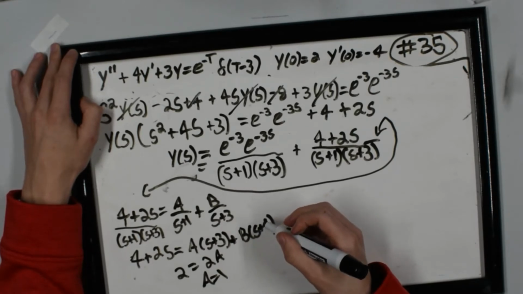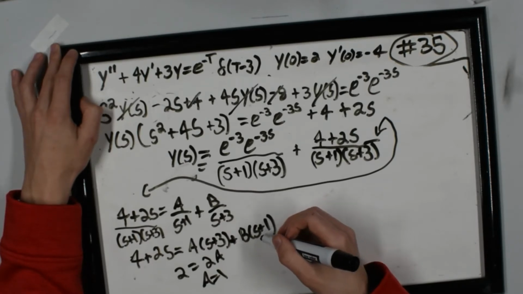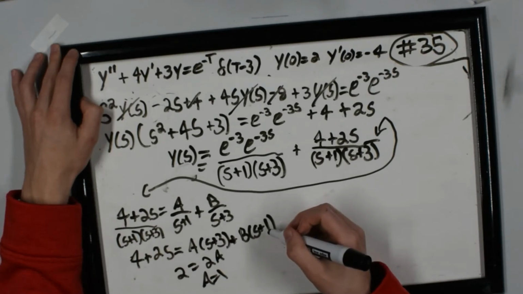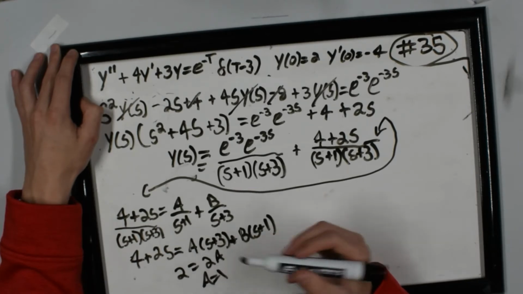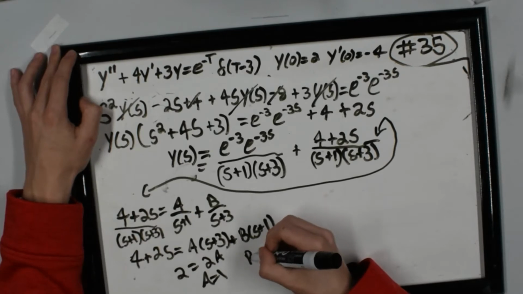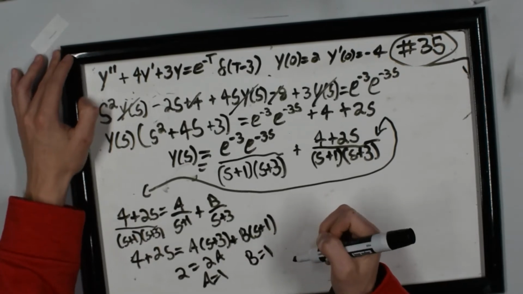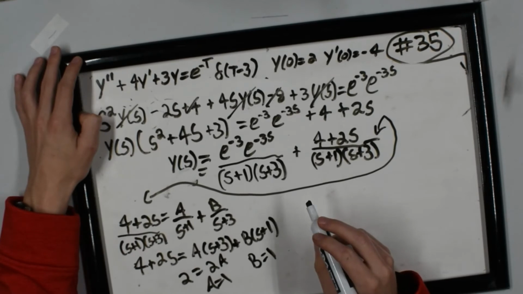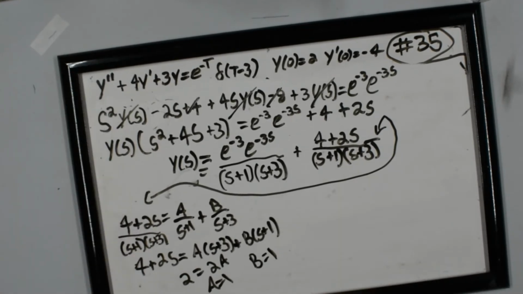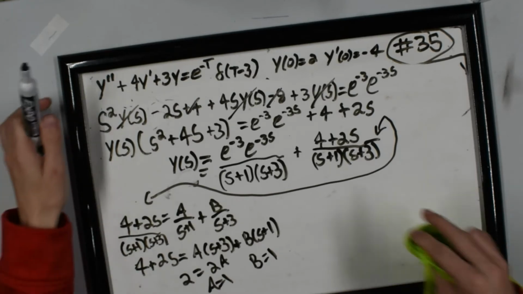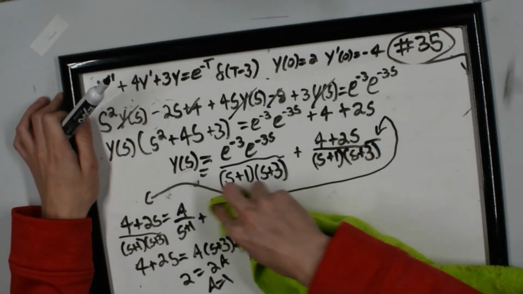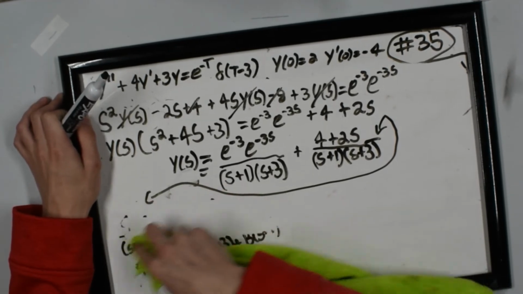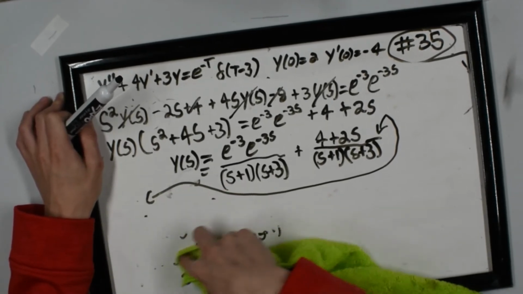And B, let's say s is equal to negative 3. Negative 3 plus 1 is negative 2, and negative 6 plus 4 is negative 2. So B is also going to equal 1. So let's erase this and remember that A is equal to 1 and B is equal to 1. I'm erasing the partial fractions because that's the work we did.